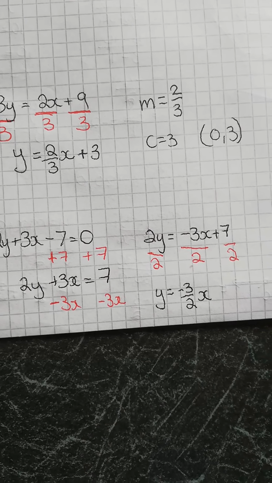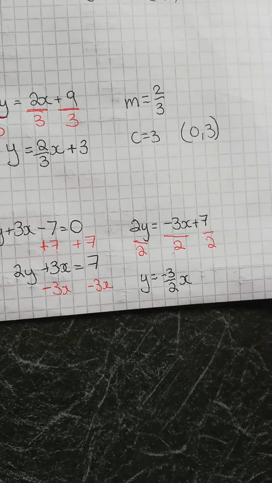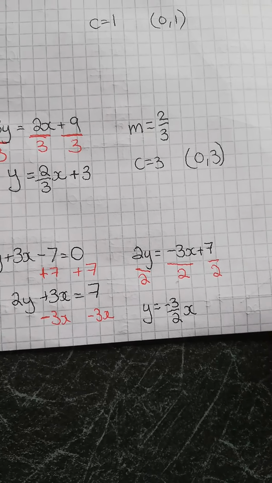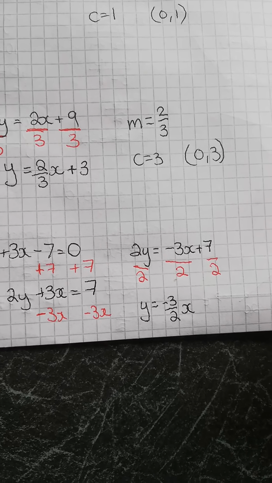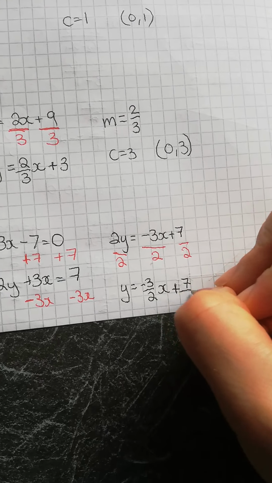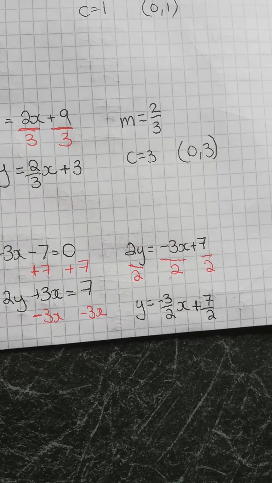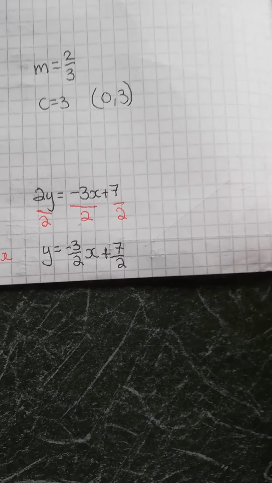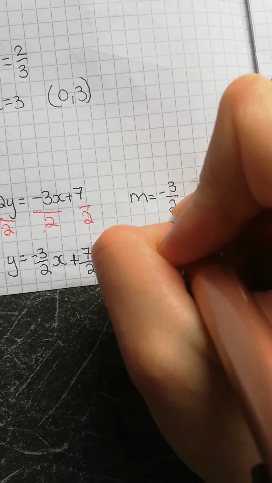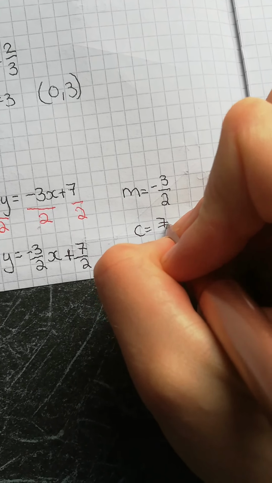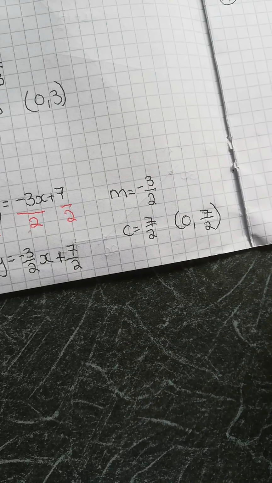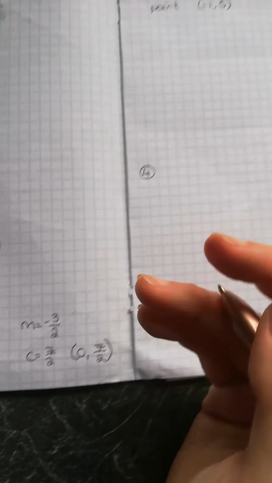You could write -1.5, but I prefer fractions, they're much neater, especially when you end up with things like thirds, where they don't divide nicely, you don't get a nice number. Minus 1.5 would be okay in this case. And the same here, I'm going to leave it as 7/2. You could write plus 3.5, you're going to get the marks for that, but we know that fractions are going to be much easier as we go on. Now it's nice and easy. The gradient here therefore must be -3/2, and the y-intercept c is 7/2, or we could write that as the coordinate (0, 7/2).